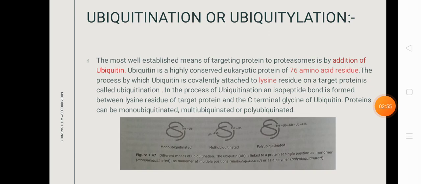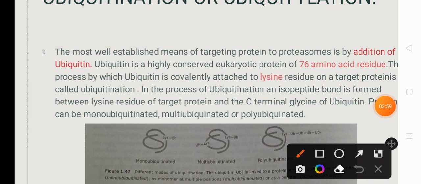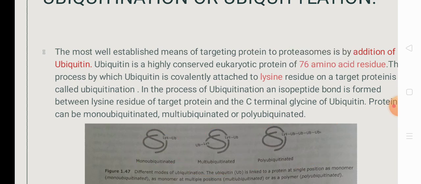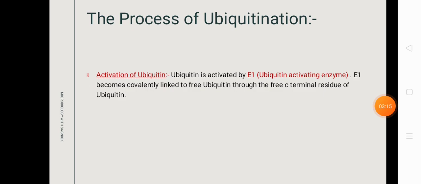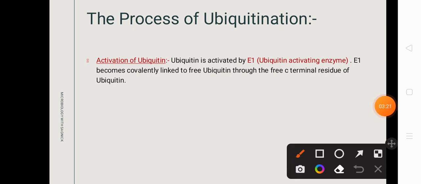So as you can see in this picture, there are various types of ubiquitination that can occur. For example, monoubiquitination, multi-ubiquitination, polyubiquitination. Okay, now let's move on to the next slide. The process of ubiquitination: the first step is the activation of ubiquitin. First of all, the ubiquitin should be activated, and this activation of ubiquitin is done by E1, that is the ubiquitin activating enzyme.